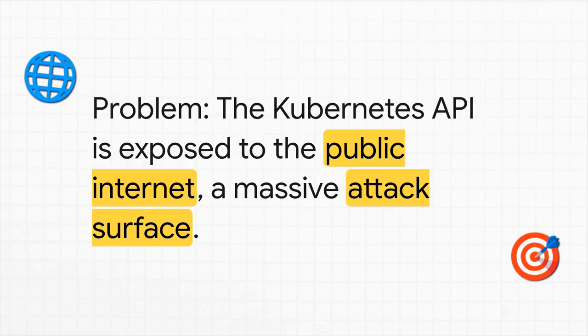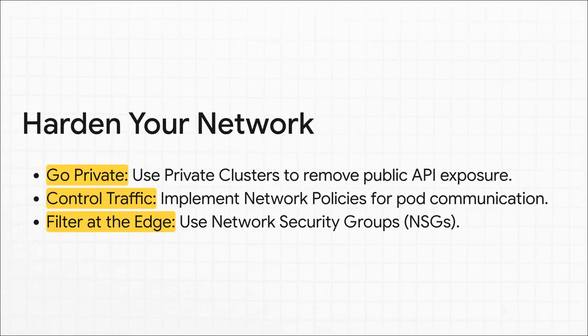The Kubernetes API server, we're talking the central brain of your entire cluster. It just sits there with a public IP address, visible to anyone and everyone on the internet. It's like putting up a giant flashing neon sign for attackers. So how do we lock this thing down? We use layers of defense.